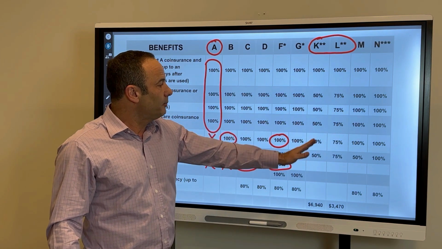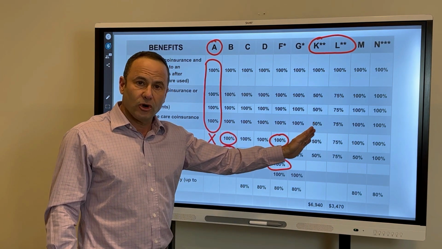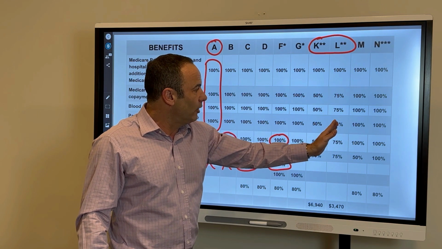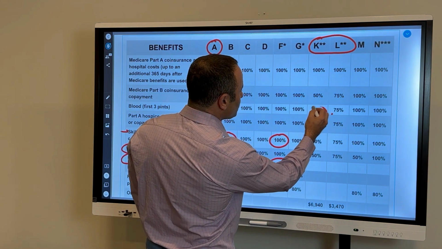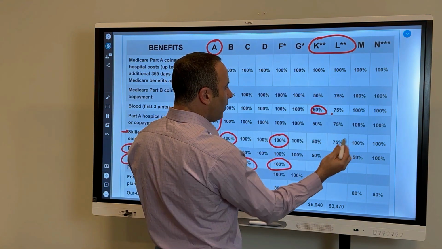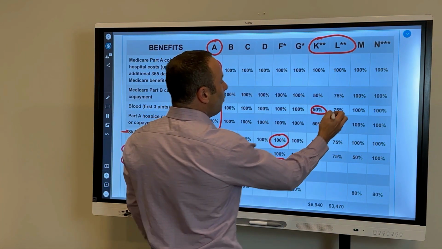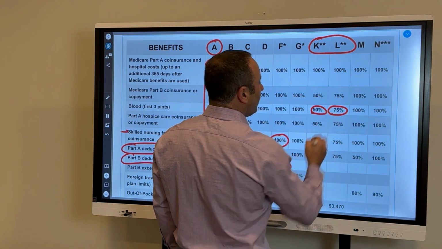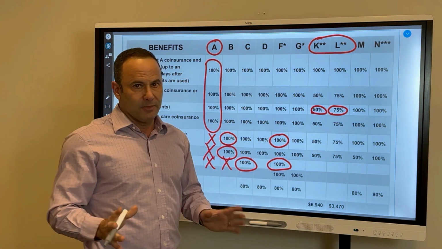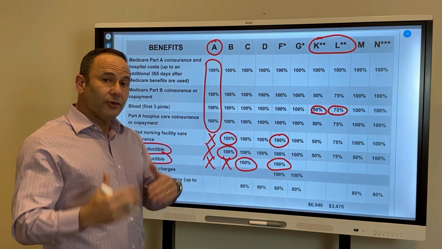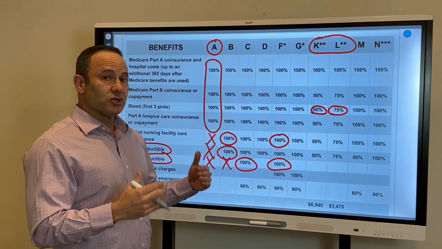So if you do not want to be exposed to that much of a cost sharing, you could go to Plan L and cover another 25% of it. So if you take a look at 50% here underneath our blood for the first 3 pints, well, Medicare says here that underneath this plan, it's going to cover 75% of that. That's all that means.